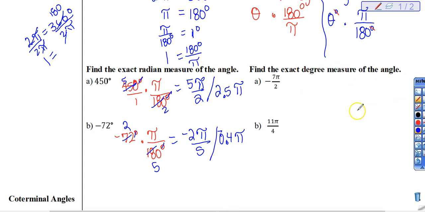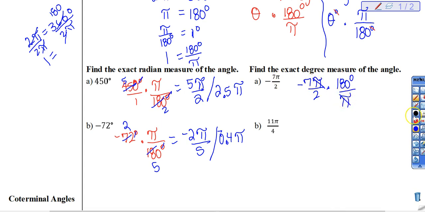All right, now we're going to go the other way. Find the exact degree measure of the angle. And these angles are given to you in what unit of measure? Radians, because there's no unit. So we're going to assume radians. So if we want to change it to degrees, what are we going to multiply by? 180 degrees over pi. That way we can use our unit analysis, cancel out our pi's.